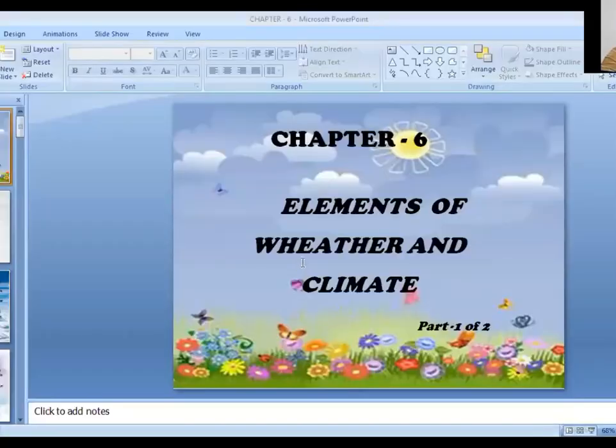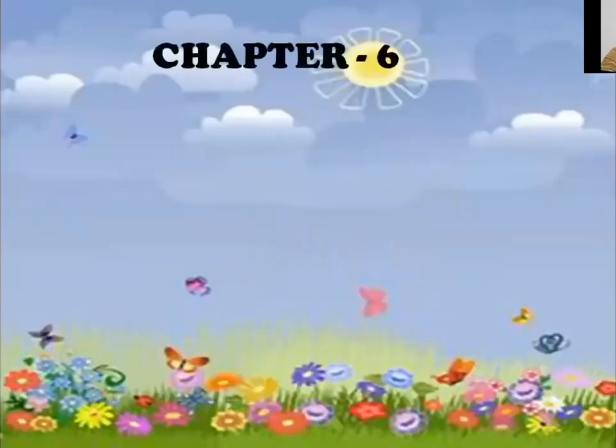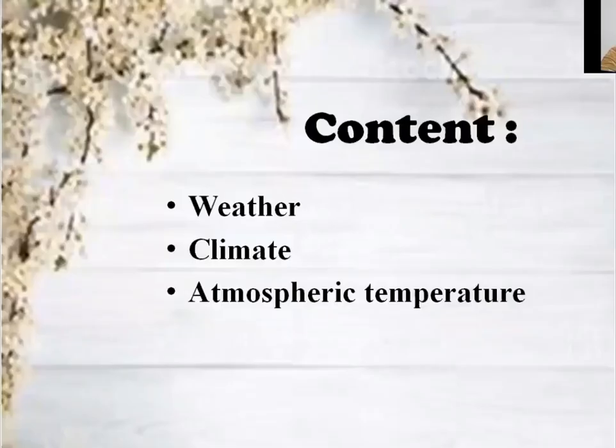We are going to understand it through this chapter named Elements of Weather and Climate. In this chapter, we are going to cover the following points. Weather, we'll understand about climate and then the relation between both. And one of the elements of the weather and climate, that is atmospheric temperature. Now, let us begin from the first point, that is weather.